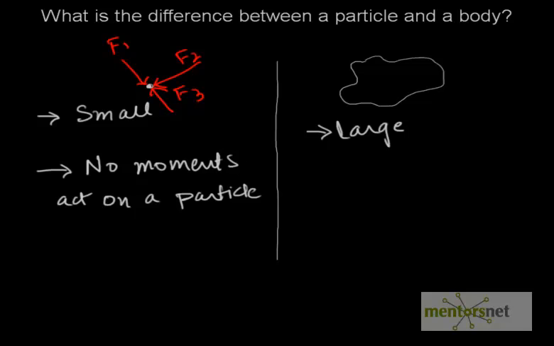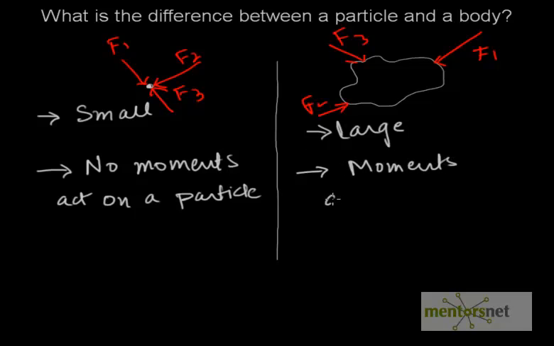And if we do the same thing for a body, say this is force 1, force 2, force 3. Since a body is large, it can't be safely assumed that all the forces are acting on the same point. Hence, there can be moments. So moments are relevant. This basically means that when seeing whether this body is in equilibrium, you will have to test for the second condition, that is the sum of all moments should be equal to 0.